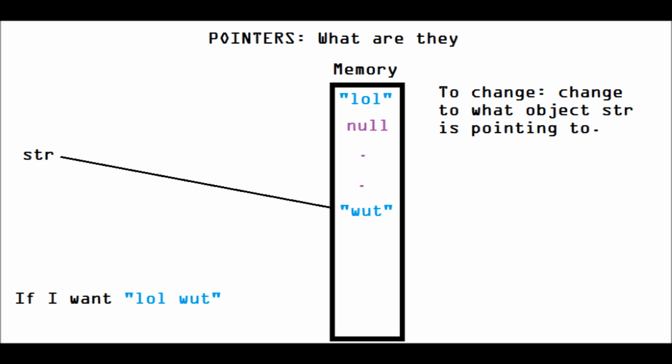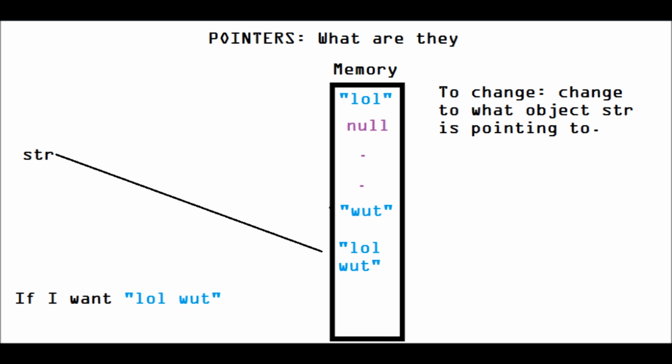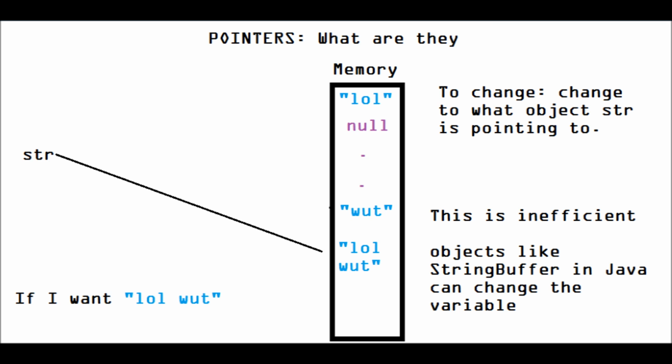And going back to str, if I wanted it to say lol what, I would have to create an entirely new object called lol what in the memory, and then I would have to point str to that piece of memory and say, this is what you are now, forget the other stuff, this is what you are. And this is very, very inefficient. So there are better things like string buffer. str is, in a sense, a pointer.